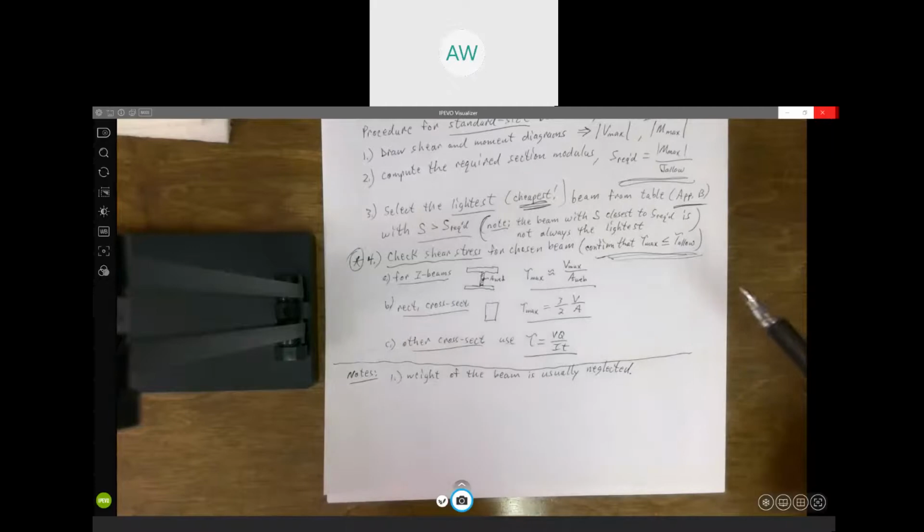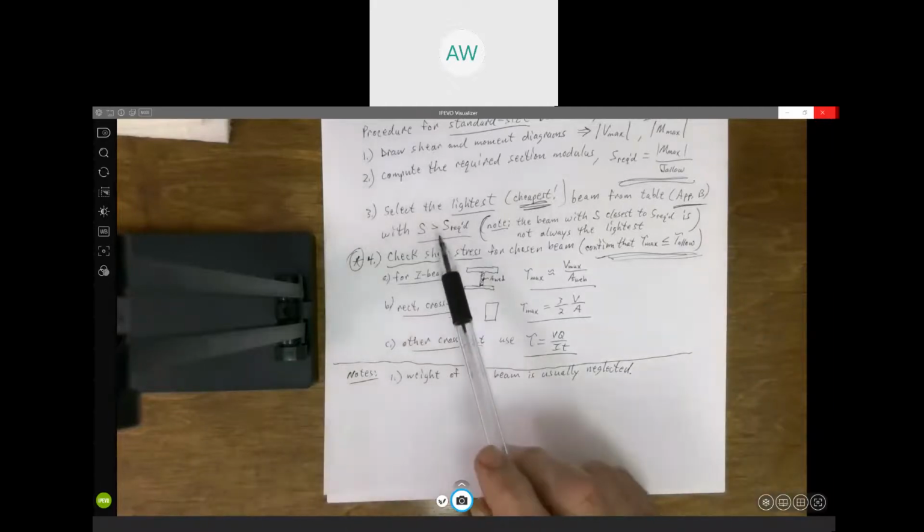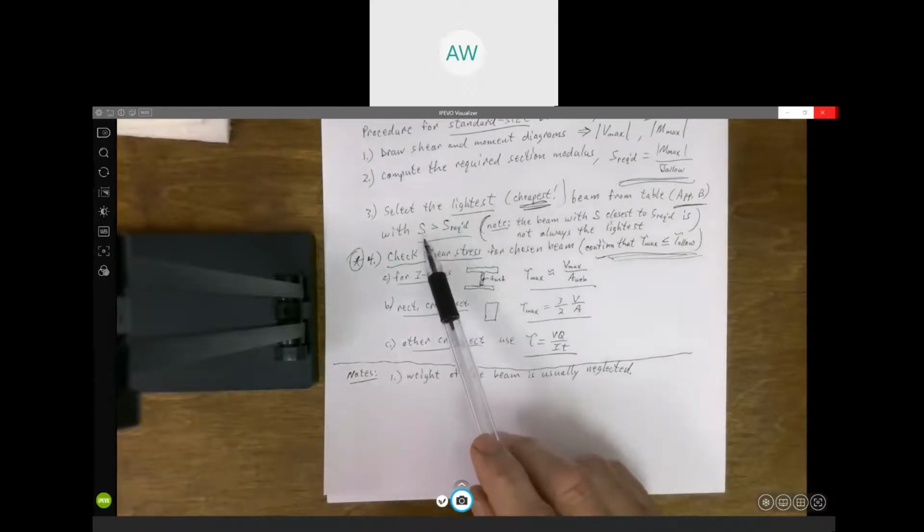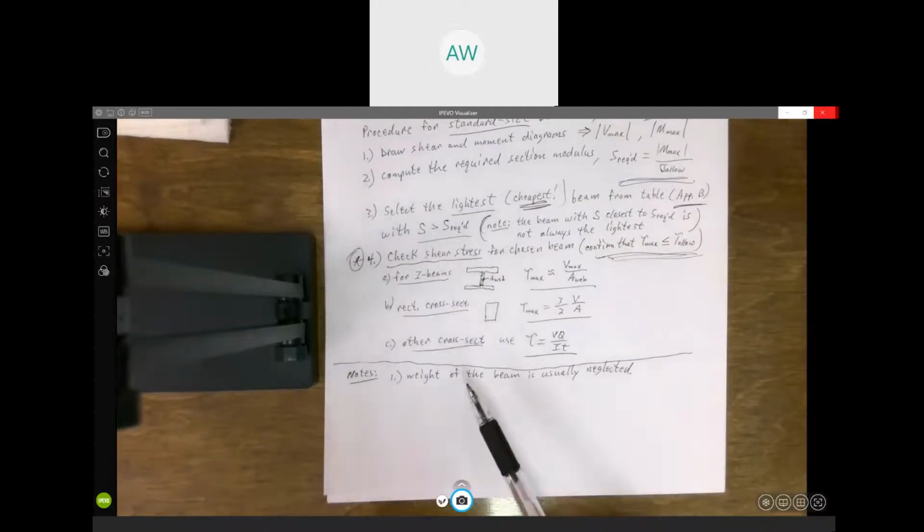I'll go back to a couple of things. One, remember we're choosing an S that's greater than or equal to the required, but we're never going to get one that's exactly equal to it. So we're always going to choose a standard size beam that's a little bit bigger than was needed to begin with. And almost always that more than compensates for the weight of the beam.